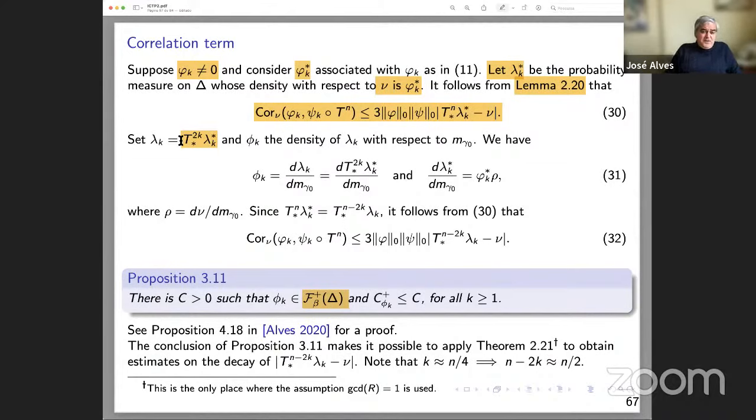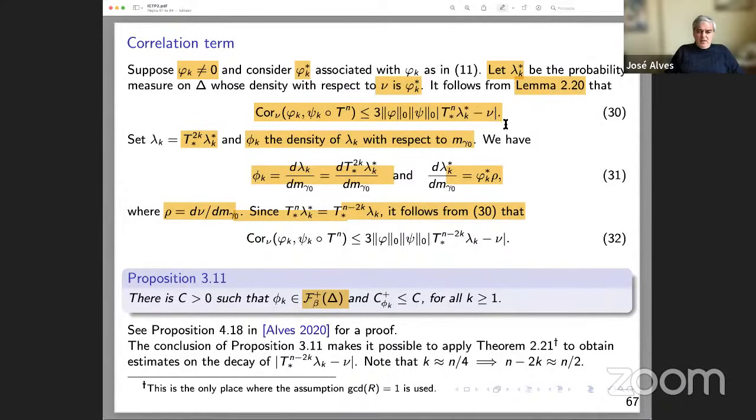So consider a sufficiently large number of iterations, or push forwards, of this measure, and then consider the density of this new measure. See that there was a star before, and now I get rid of the star by iterating under T2k star. And phi is the density. See that I have this by definition, where rho is the density of the invariant measure with respect to the reference measure. It is easy to see from what I've defined before, so I'm not going to check it in detail, but we can easily see that this is true.